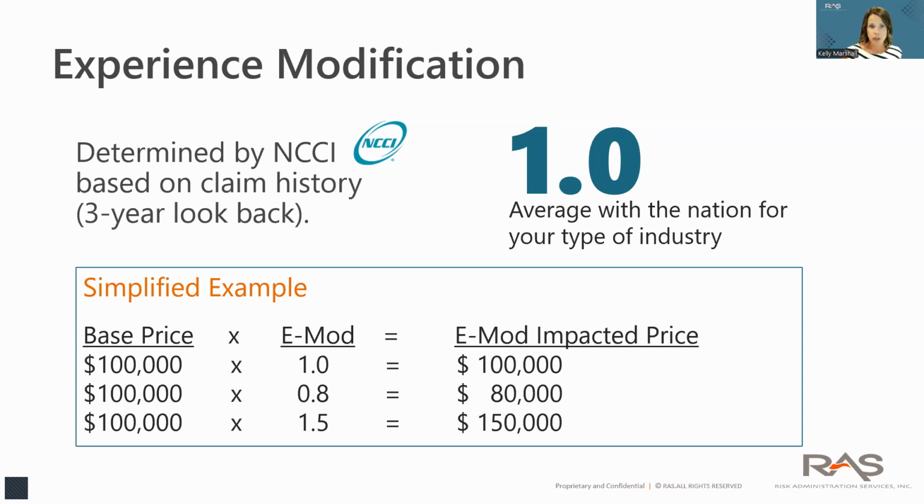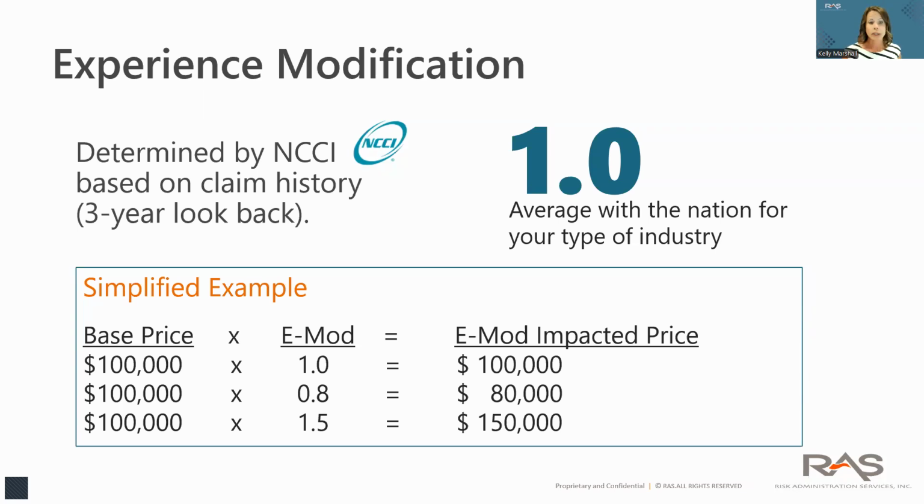The examples here will be illustrated based on a different EMOD. So when we're talking about experience modifiers, 1.0 is considered to be kind of that break-even point. That's the average across the nation for your type of industry. You can see pretty quickly how this can make a big difference in what you're actually paying for workers' compensation insurance, however. So on the bottom of this slide, you'll see that base rate for $100,000. If you have an EMOD of 1.0, that break-even point, then you're paying exactly that same base rate. That modifier doesn't impact the price that you're paying for your insurance premium. $100,000 is what your insurance premium would be.